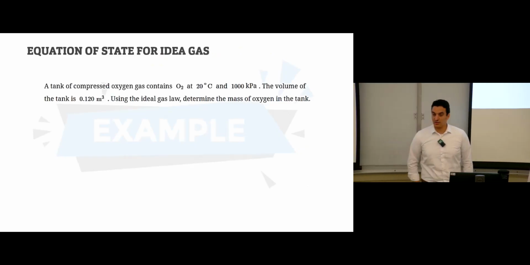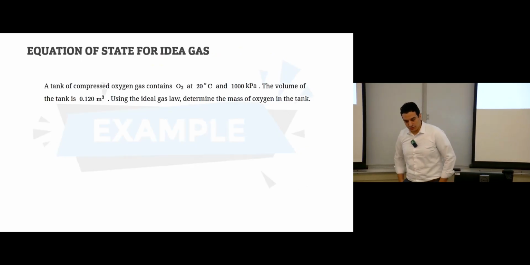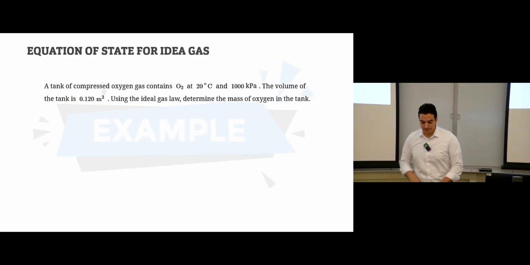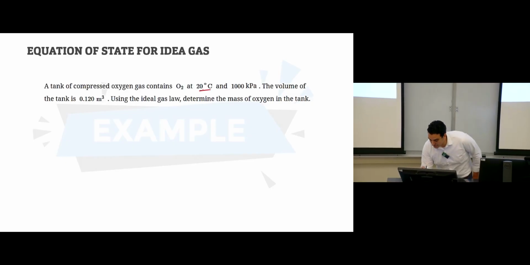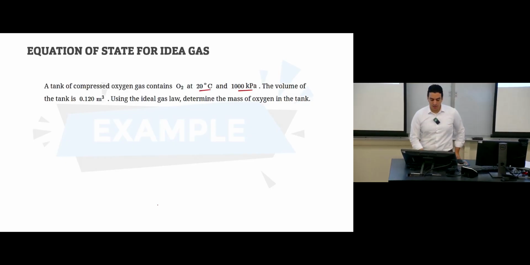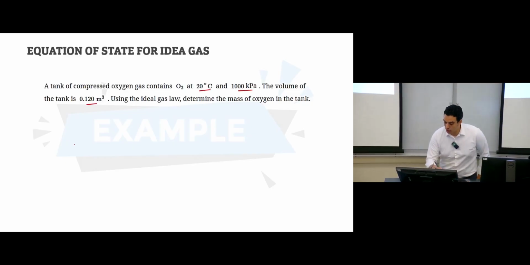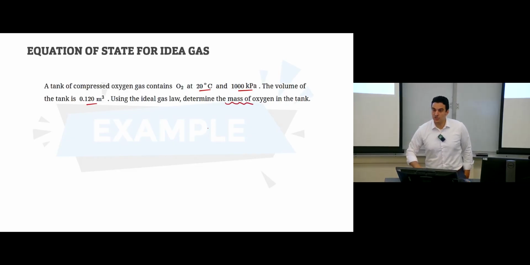Let's say we have a tank. This tank contains compressed oxygen at 20 degrees Celsius and 1000 kilopascal. The volume of the tank is this value. Use the ideal gas equation. Calculate the mass of oxygen inside the tank.